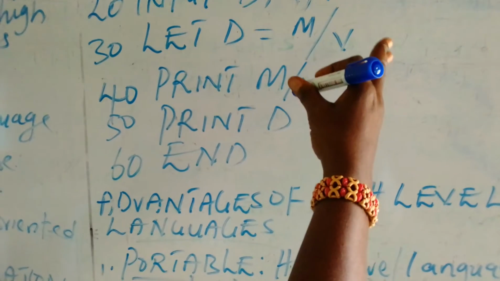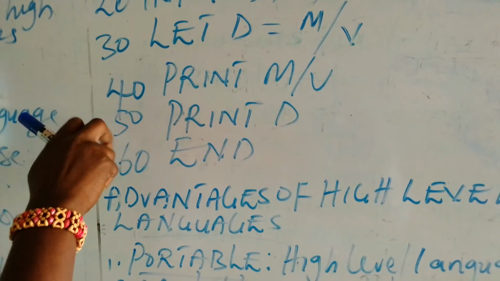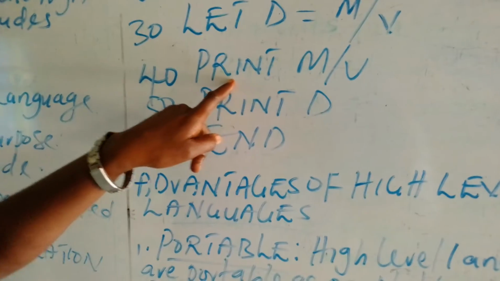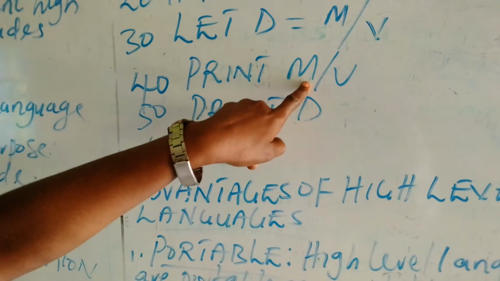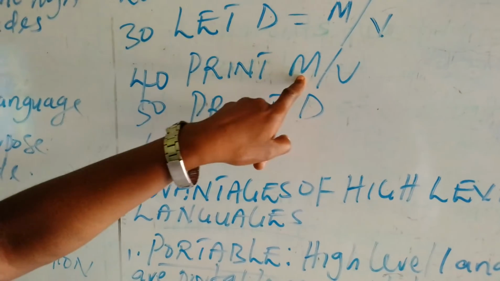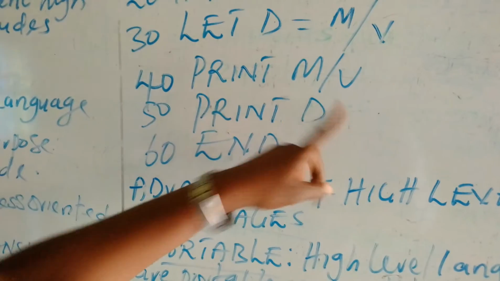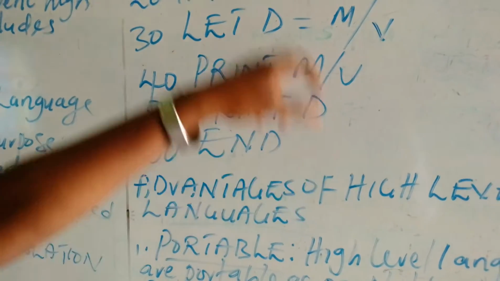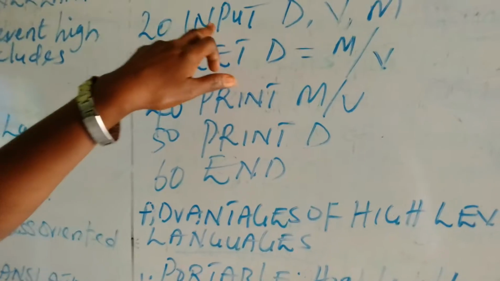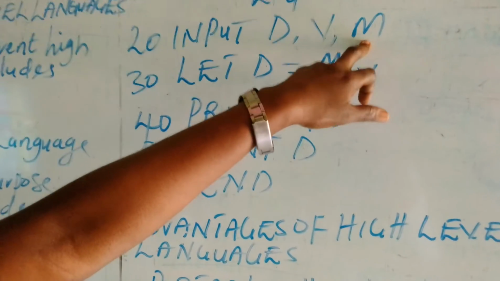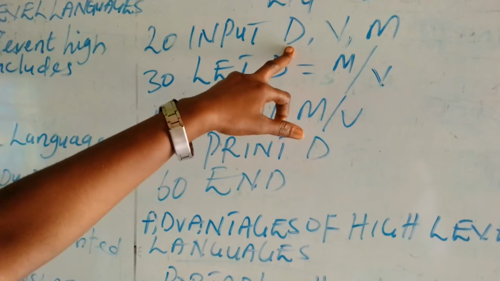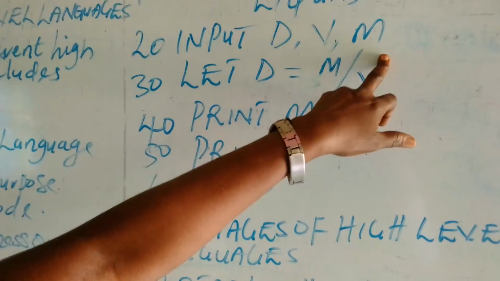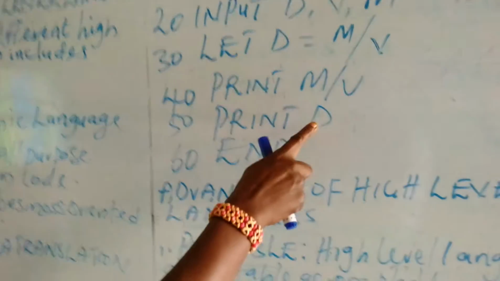Now, you also have line 4 as print. When you say print, it displays the result of the density, which is the mass over volume. Line 5, you have print density. Once you say input DVM, the computer has created a space in the memory location to store the density, the volume, and the mass. And here you have said print D.